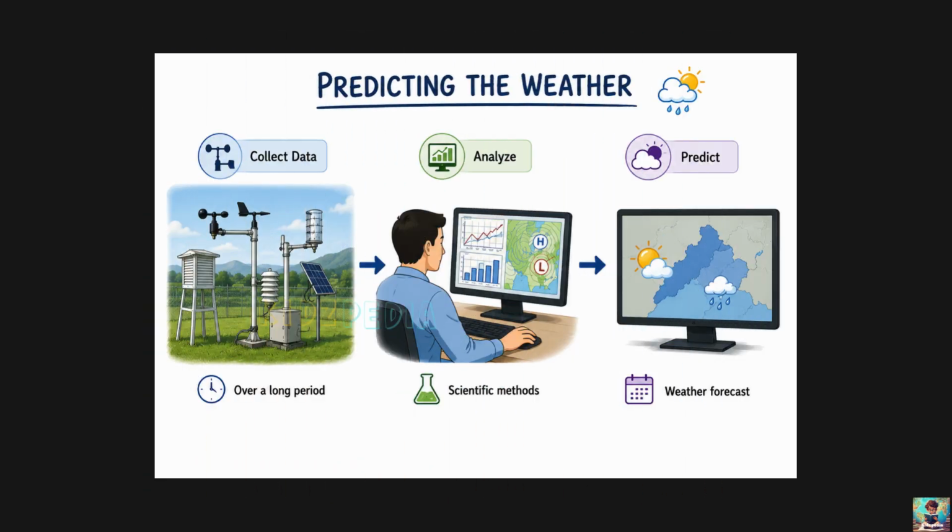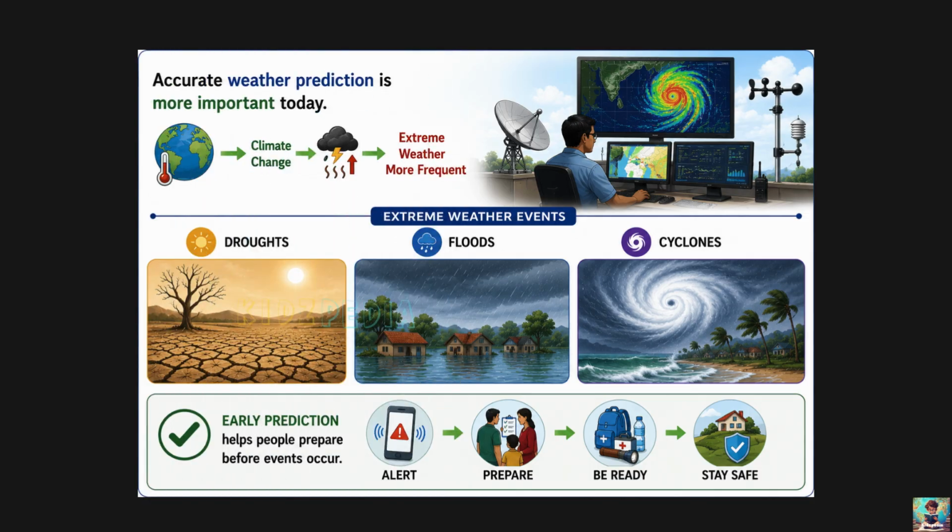Now, let's see how weather is actually predicted. Meteorologists collect weather data from different instruments over a long period, and they carefully study this data and use scientific methods to predict future weather. Instead of guessing, they analyze recorded information before making a weather forecast. Today, accurate weather prediction has become even more important because climate change has made extreme weather events more frequent. These include droughts, floods, and cyclones. Early prediction helps people prepare before these events occur.